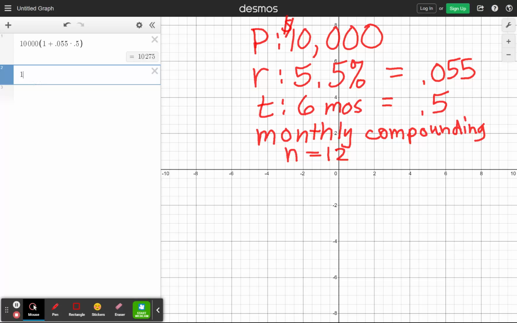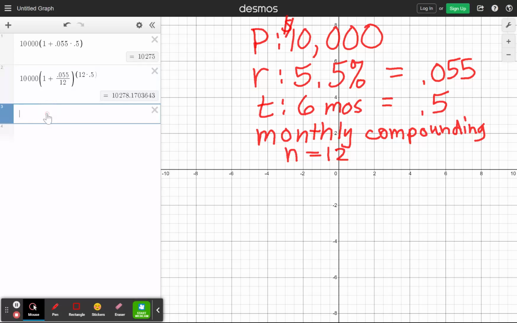So our formula for that one is P times 1 plus R over N raised to the NT power. And put your exponent here in parentheses. So our N was 12. Our time is a half a year. So using compound interest, compounding monthly, it would have been a little more than simple interest. $10,278.17 is the future amount that it would have grown to.